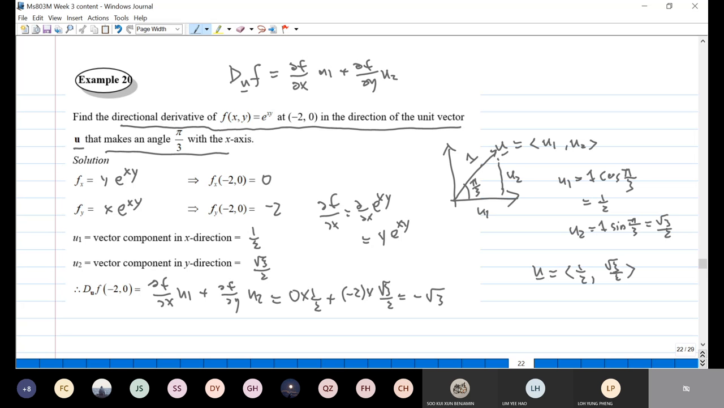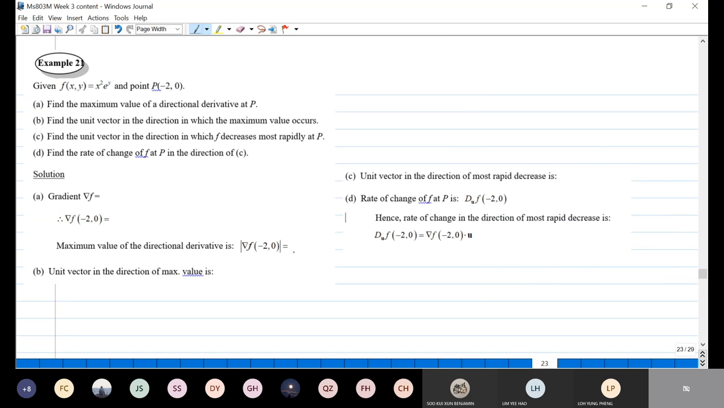Okay, now I move on to example 21. The function is x squared e^y at the point (-2, 0). Find the maximum directional derivative. So this is just to test your knowledge, right? The maximum value of the directional derivative is what? The answer straight away is the magnitude of the gradient of f.